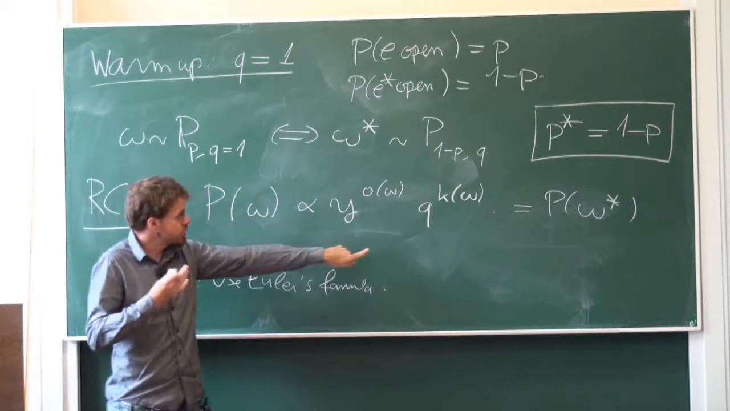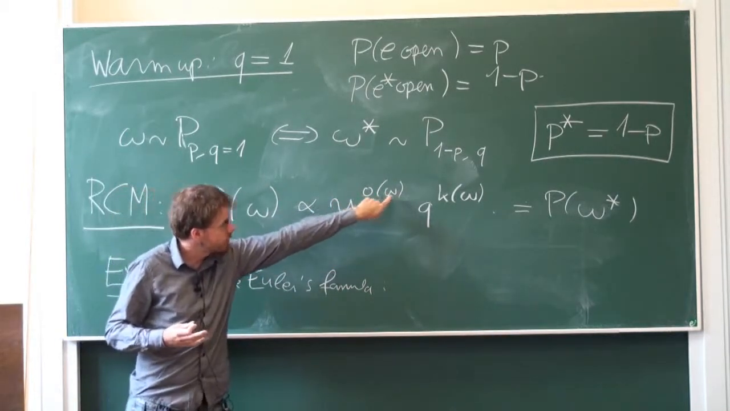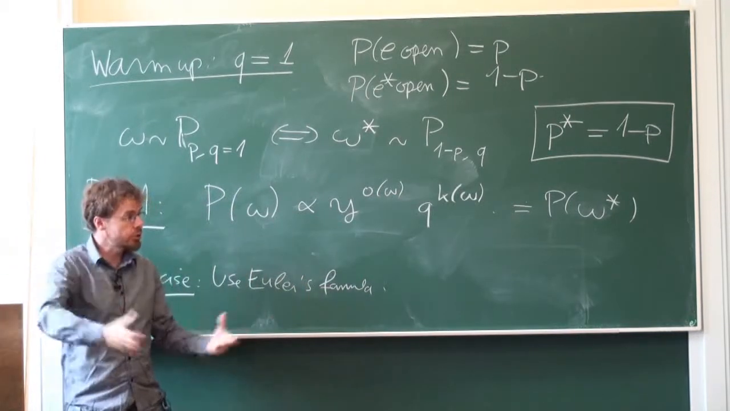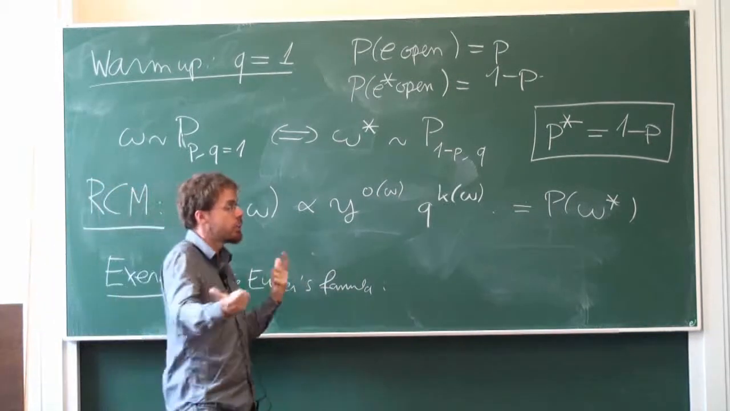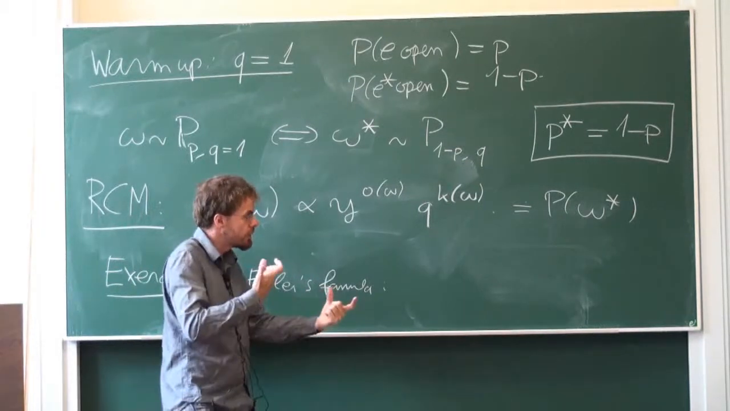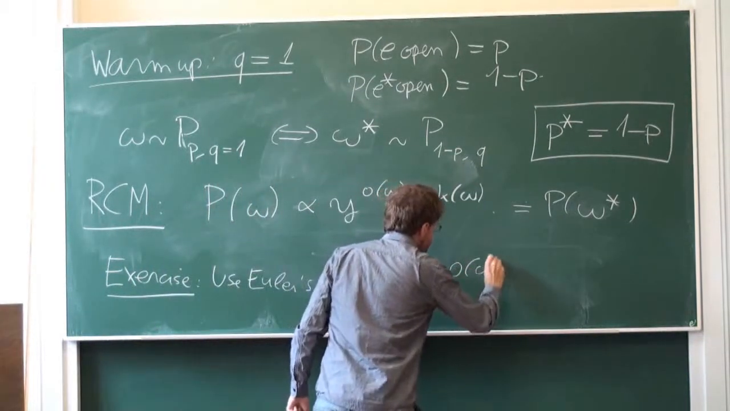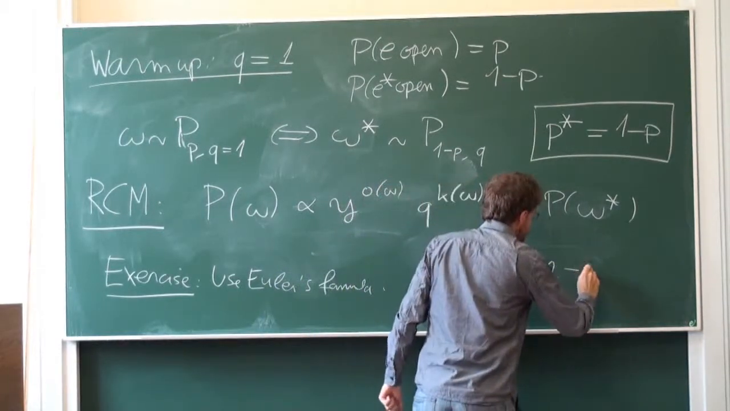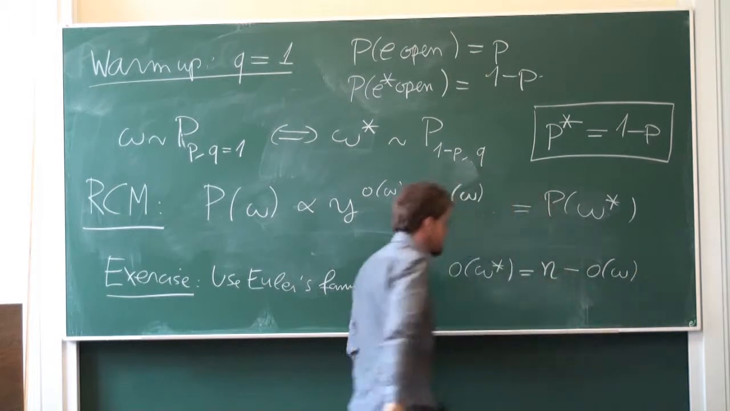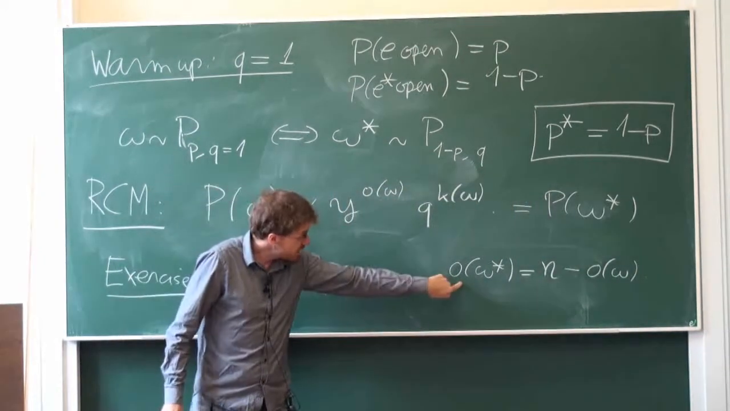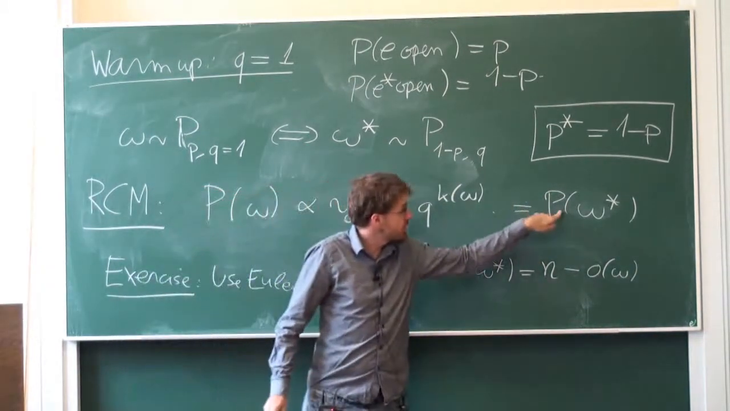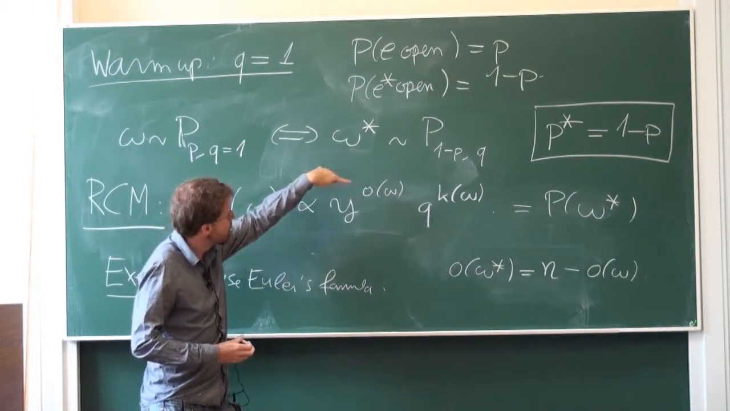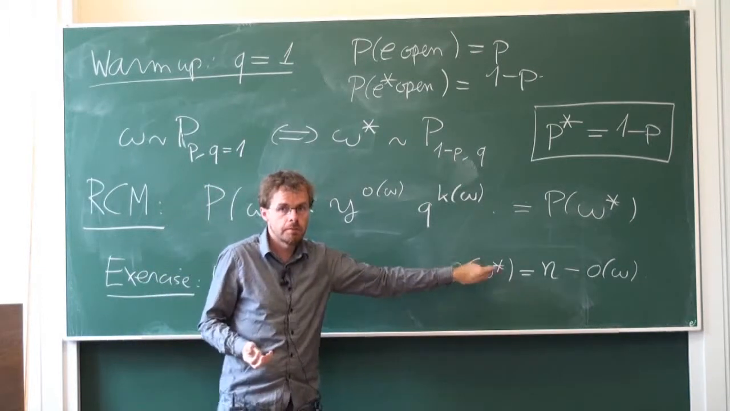But let's do just one piece of it. The number of open bonds of omega is just the number of closed bonds of omega star, and that's the total number of bonds of omega star minus the number of bonds of omega star that are open. So the number of open bonds of omega star is n, the total number of edges, minus the number of open bonds of omega. So this tells you that in the formula for the probability of omega star, there will be somewhere y to the power minus the number of open bonds of omega star.